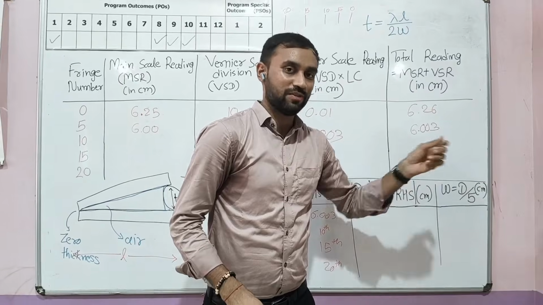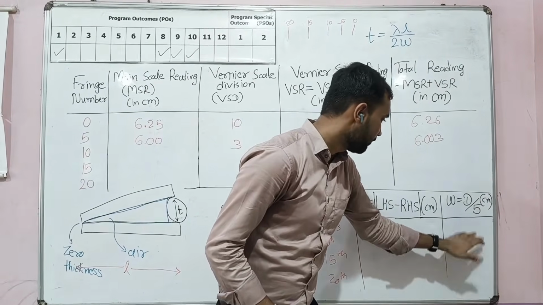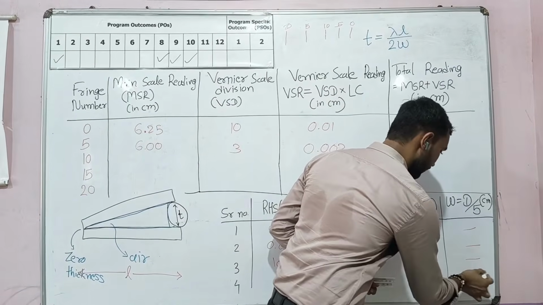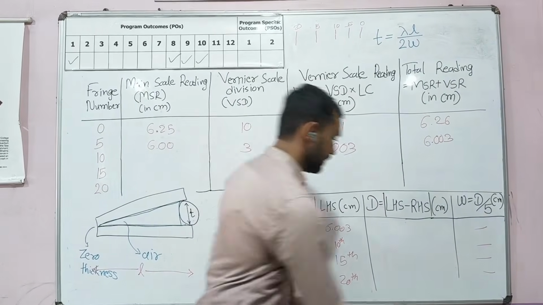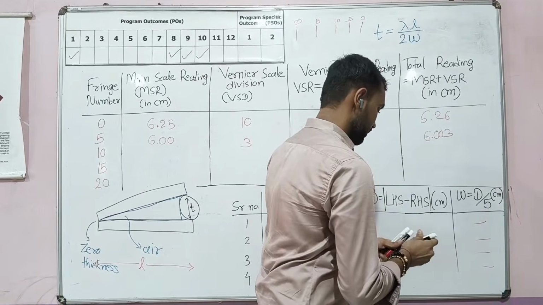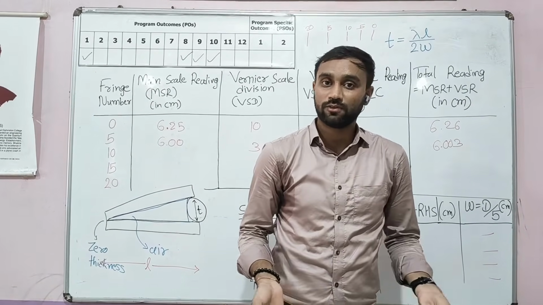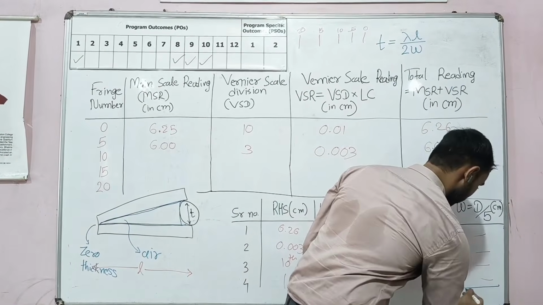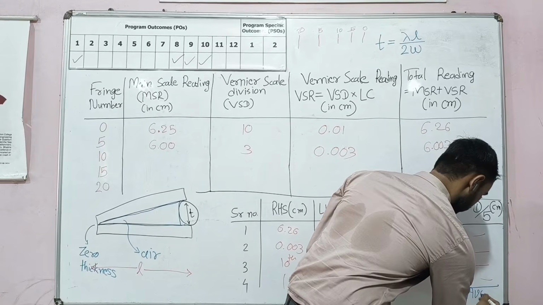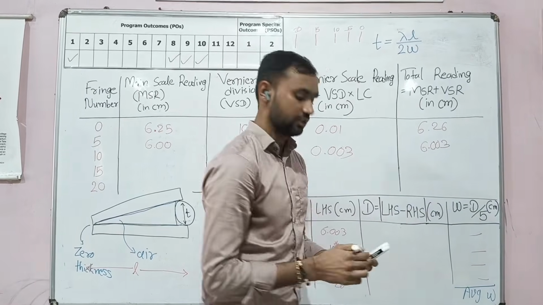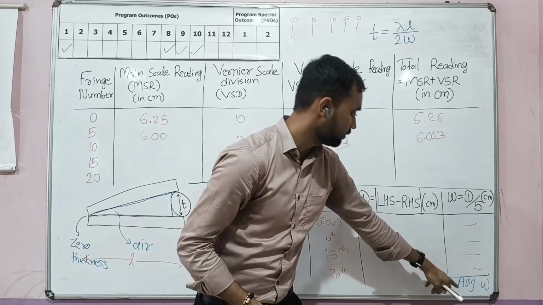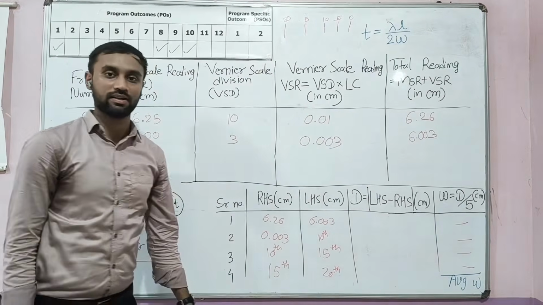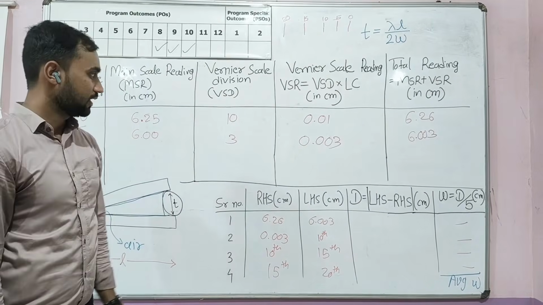So you need the separation between 2 consecutive fringes. How many values of w do you get? 1, 2, 3, and 4. You will get 4 values. At the end, which value should we take? There are 4 values of w. Which should we substitute here? You can take the average value of w. This is your final answer. Take the average of these 4 values, you will get average w. Substitute the average w here, and you will get your answer for thickness. This is how you do it.